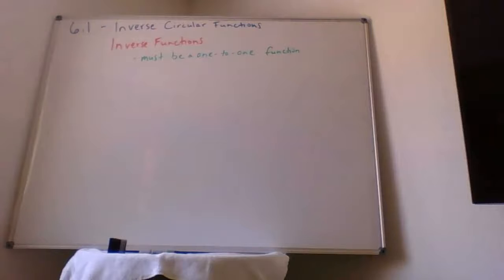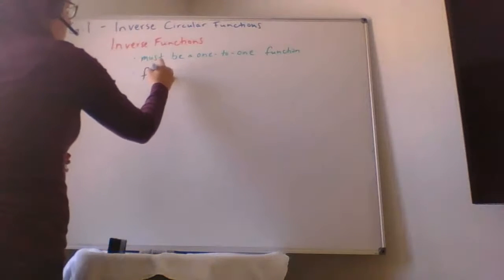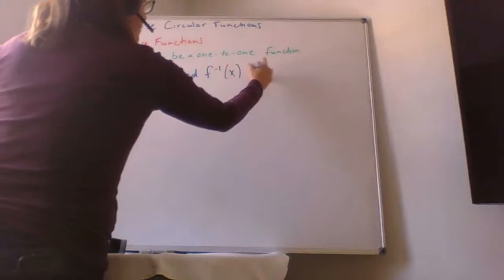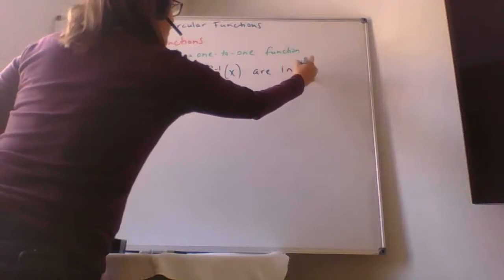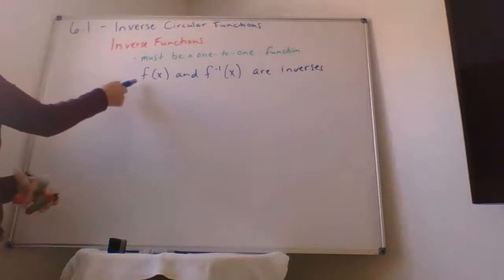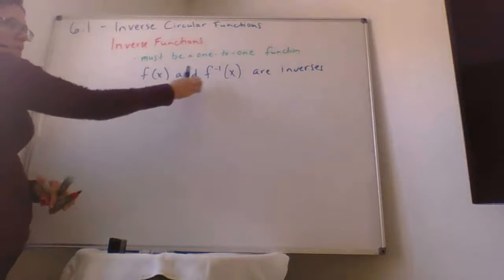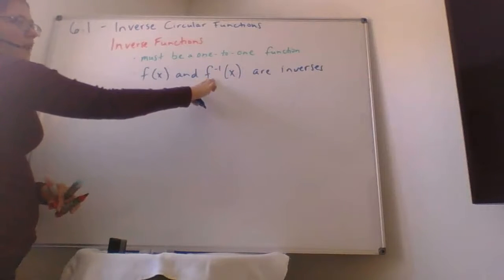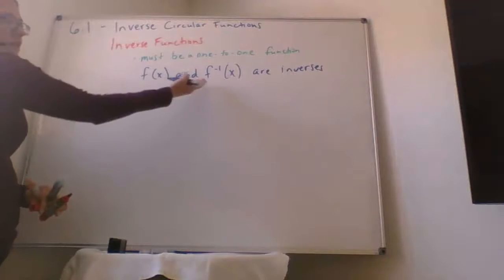If a function is one-to-one, it will have an inverse. If we call our original function f of x, then the inverse of f of x is written as f with a -1 exponent of x, but this is called f inverse of x.